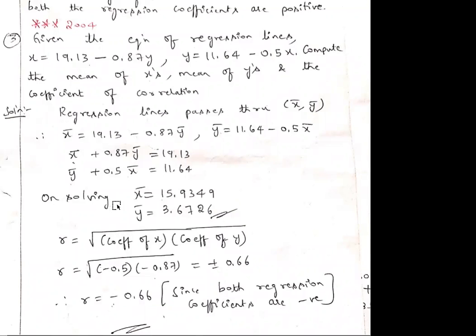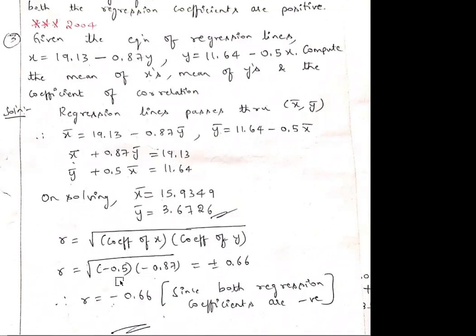Once you have the lines, it's easy to find out r. We have seen this in the last problem. r is given by the square root of coefficient of x into coefficient of y. So what's the coefficient of x in your given question? The coefficient of x is minus 0.5. So just replace minus 0.5, and the coefficient of y is minus 0.87. So r is equal to, just find out from your calculator, 0.66.